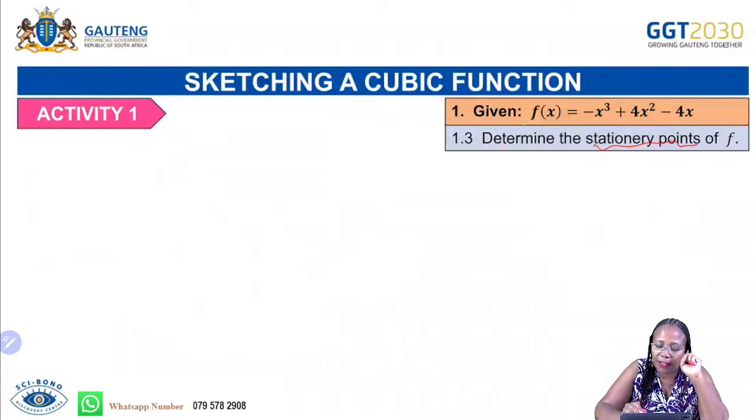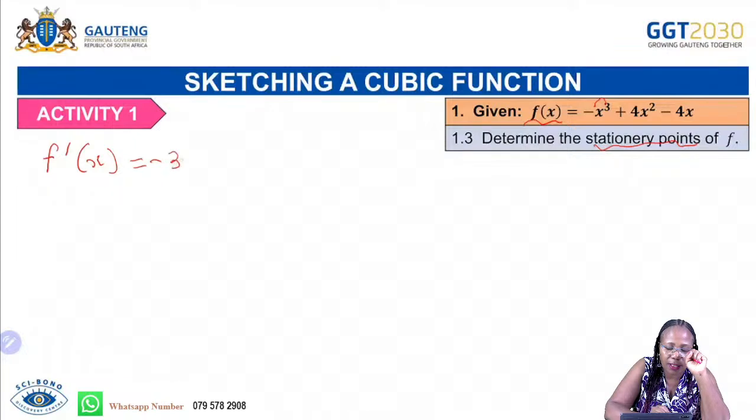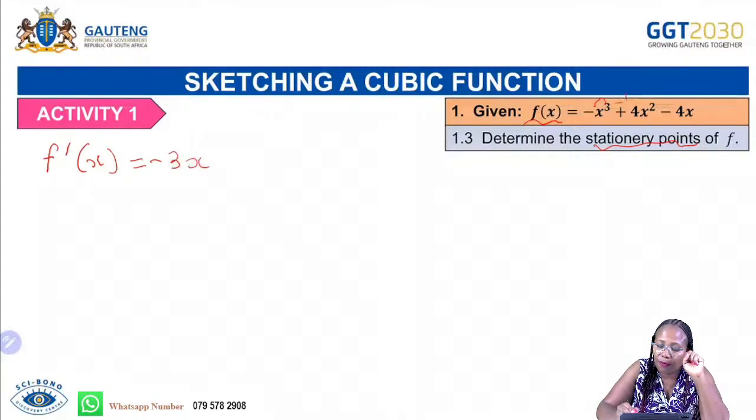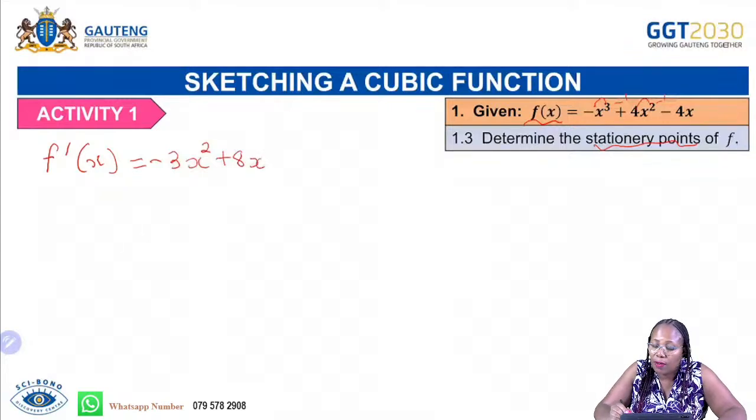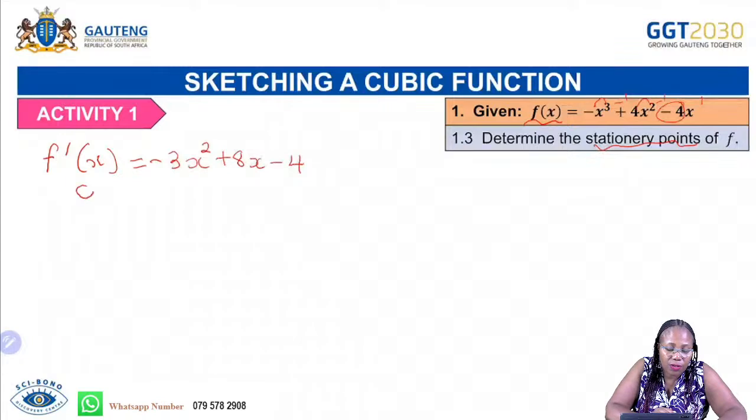Let's start now. We are differentiating f of x. It will be f derivative of x equal to 3 times minus 1, which is minus 3x. Subtract 1 from the exponent to the power 2. And then 2 times plus 4 is plus 8, and then 2 minus 1 is x to the power 1. And then now if it's minus 4x to the power 1, your differentiation will be minus 4 there. Okay, and then you let this equal to 0.